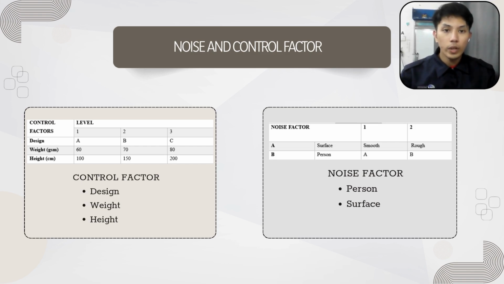Okay, in this slide I will explain the control factors and noise factors used in our experiment. So we use 3 control factors which are design, paper weight of 60, 70 and 80 GSM, and launch height of 100, 150 and 200 centimeters. We also use 2 noise factors which are the landing surface and the person throwing the airplane. These factors help us identify the best combination for achieving a longer and more consistent flight distance.